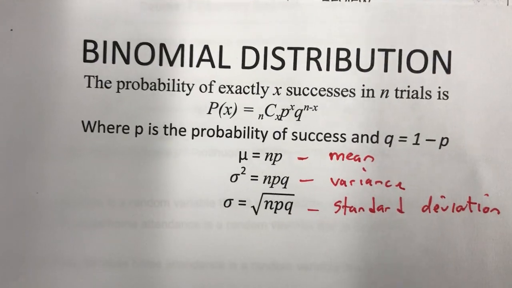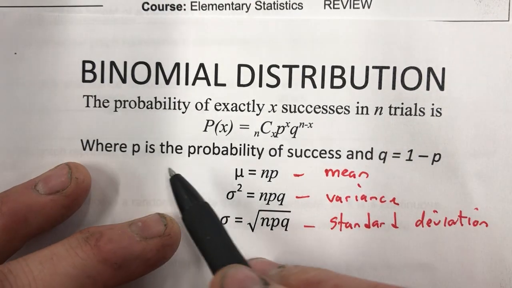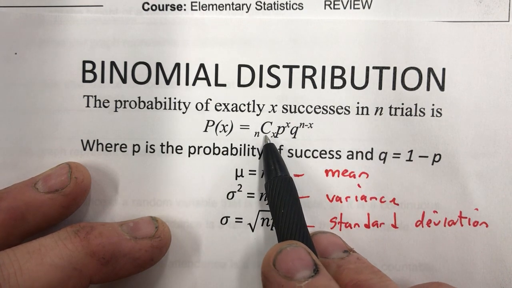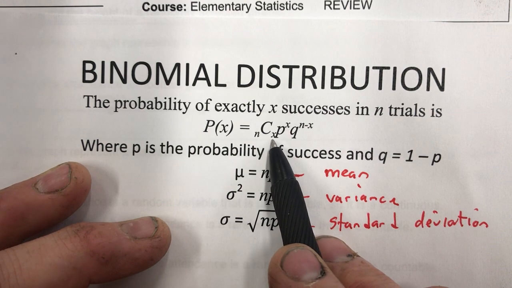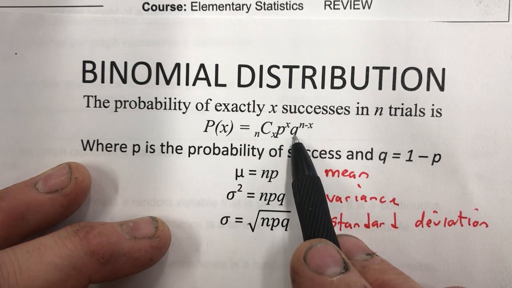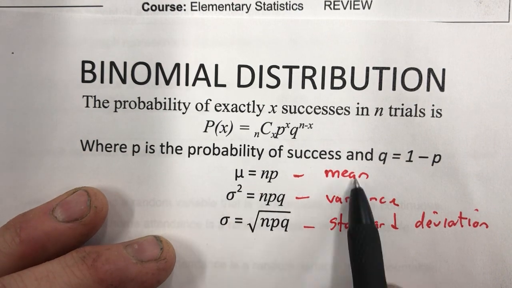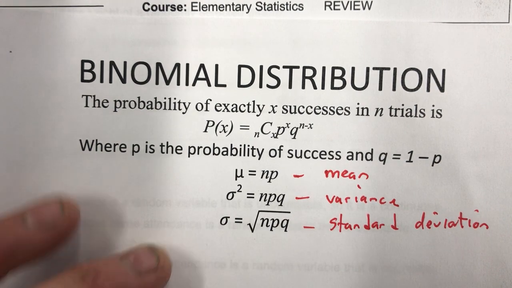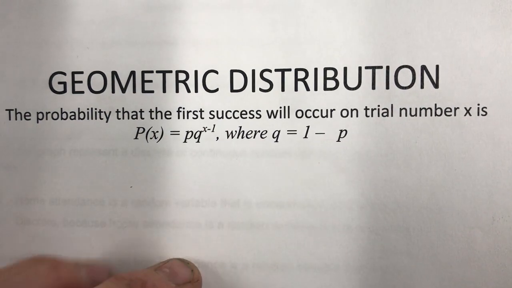Another thing we had in this chapter was binomial distributions. The probability of exactly x successes in n trials is going to be this right here, where this is a combination of n things, choosing x of them, times p to the x power, and then q to the n minus x power. All right, and then here's how you figure out the mean, the variance, and the standard deviation for that.